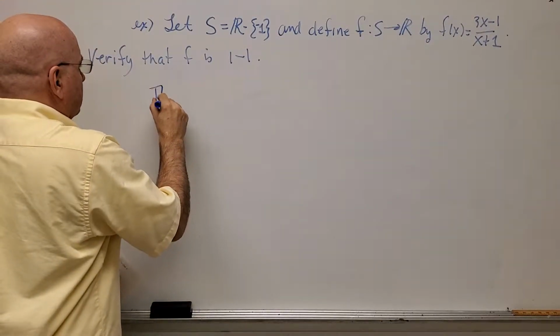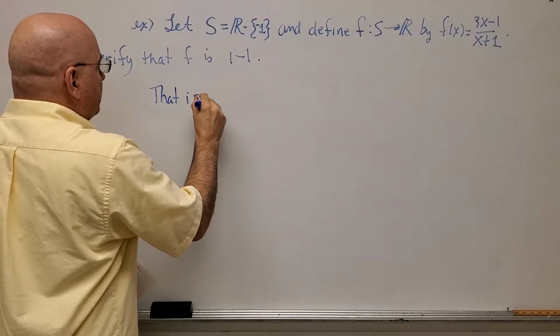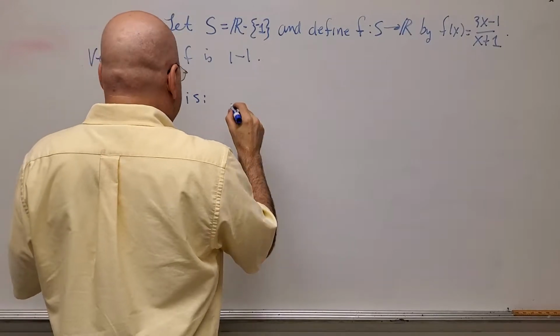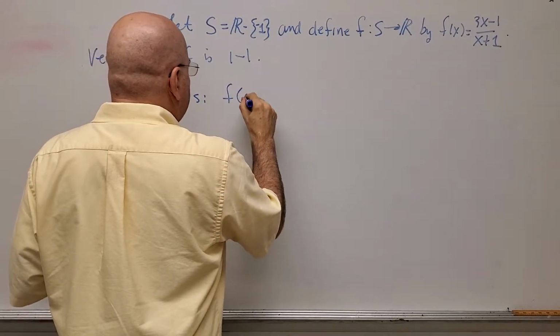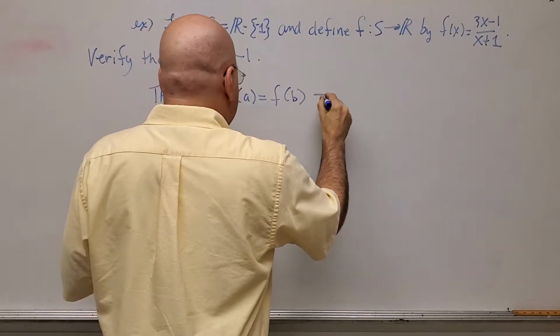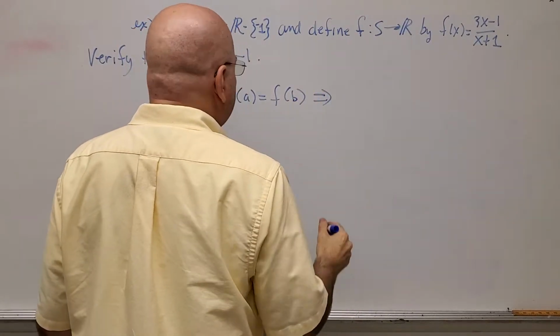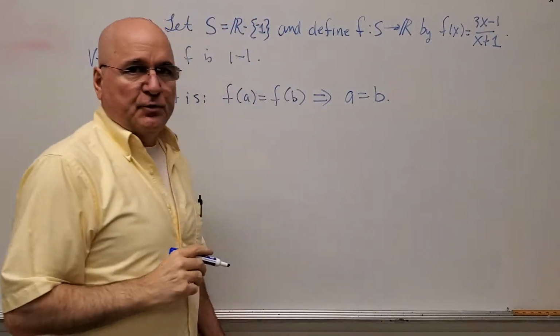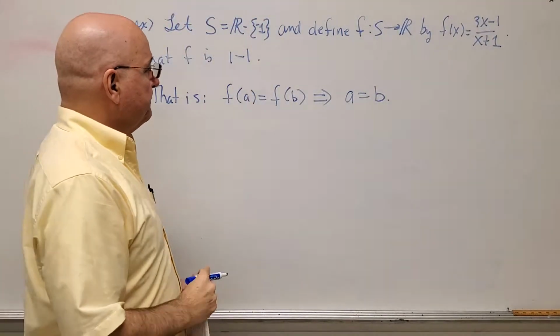And maybe I'll write down exactly what we're going to do. To show that it is one-to-one, verify that f of A is equal to f of B implies that A and B are equal to each other. That's how you prove a one-to-one function.